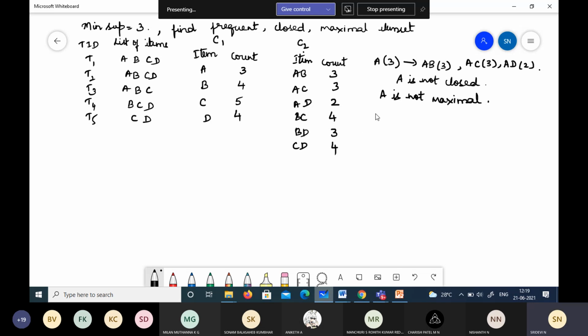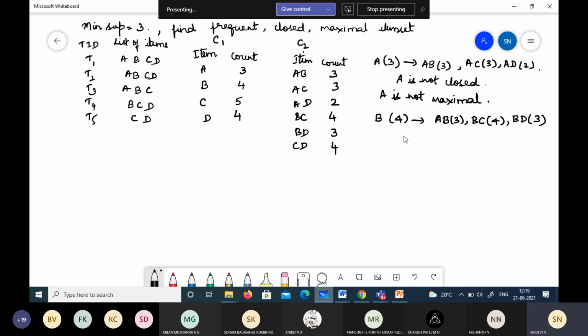Now let's take the next item B. The count of B is 4. What are the immediate supersets we can form from B? We have AB with count 3, BC with count 4, and BD with count 3.